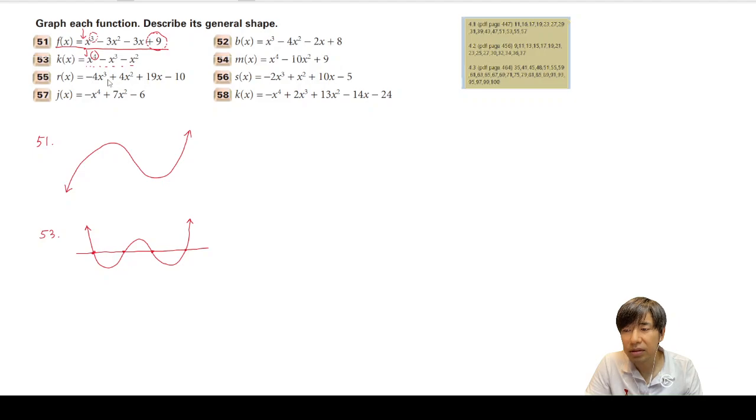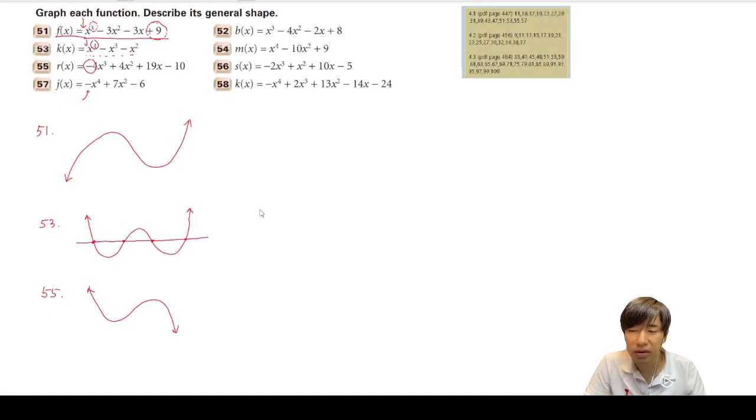55. This is a cubic polynomial, and its leading coefficient is negative. So in that case, you will see a graph that is actually a flipped version of 51. So the left end must rise and the right end must go down. So you get something like this. 57, that's a quartic function, but the leading coefficient is negative. So you'll get the flipped version of 53. For 57, you'll get something like this.